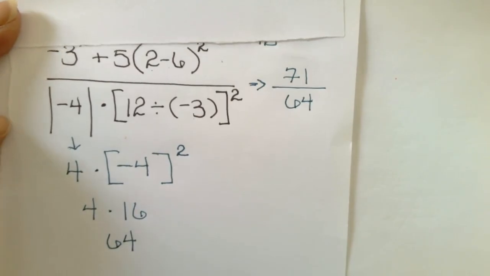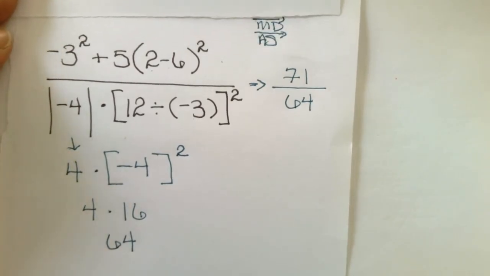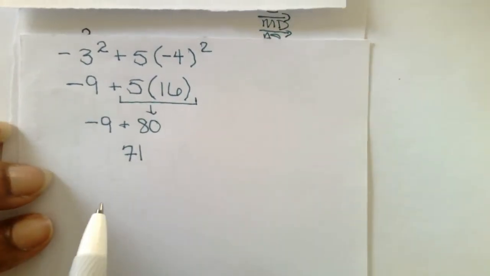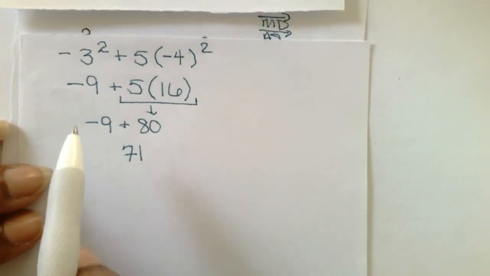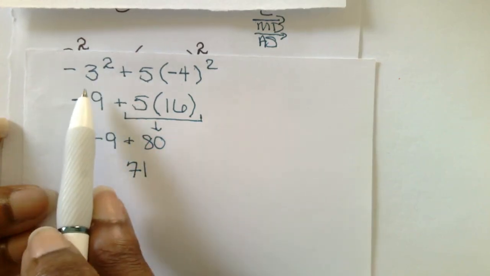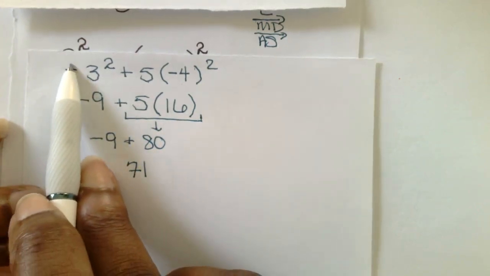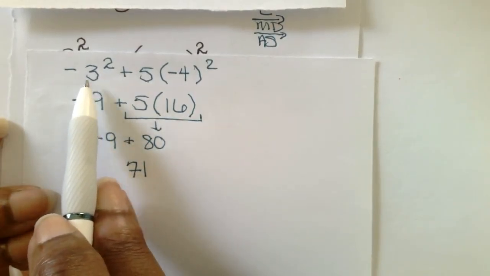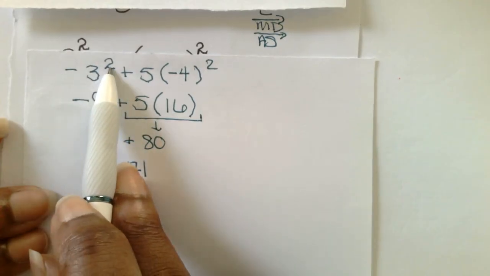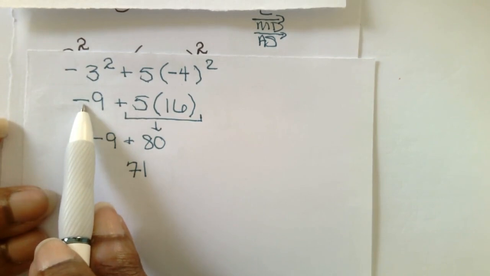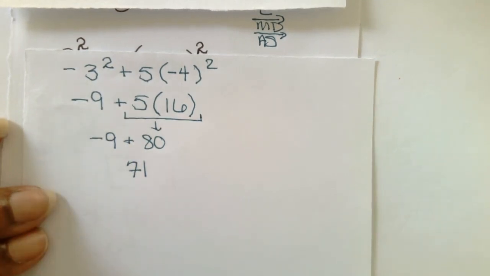How did I get the negative 9? Oh. So how I got the negative 9, Brenda? Yep. It's a negative 3 squared. Since there's no parentheses around the negative 3, the only thing that's being squared is the 3. So 3 squared, that's 3 times 3, that gives me the 9, and the negative comes down. Okay.